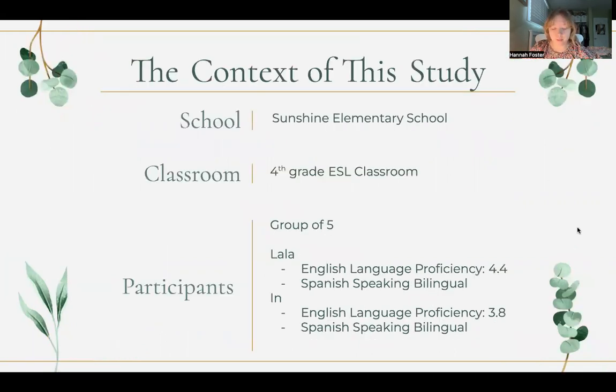The context of the study: I am at Sunshine Elementary School, in a fourth grade ESL classroom. I have 17 students, but I mostly worked with a group of 5 for this study, and then looked specifically at 2 focal students, named Lala and In. Lala is a Spanish-speaking bilingual, and her English language proficiency from the ACCESS course was a 4.4. In is also a Spanish-speaking bilingual, and his ELP is a 3.8, also from the ACCESS WIDA scores.